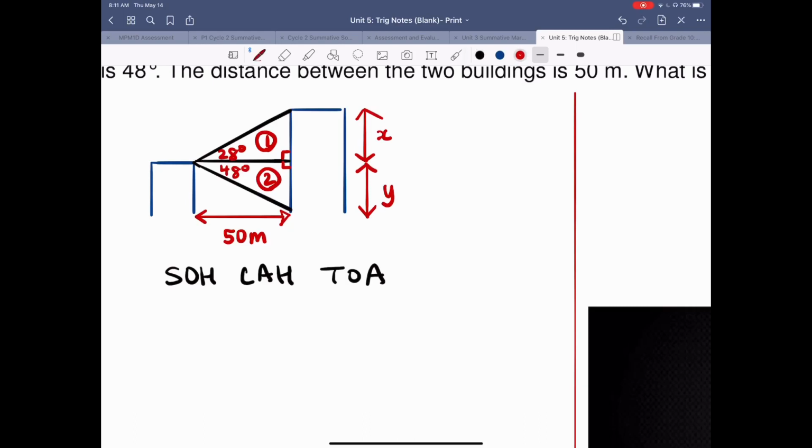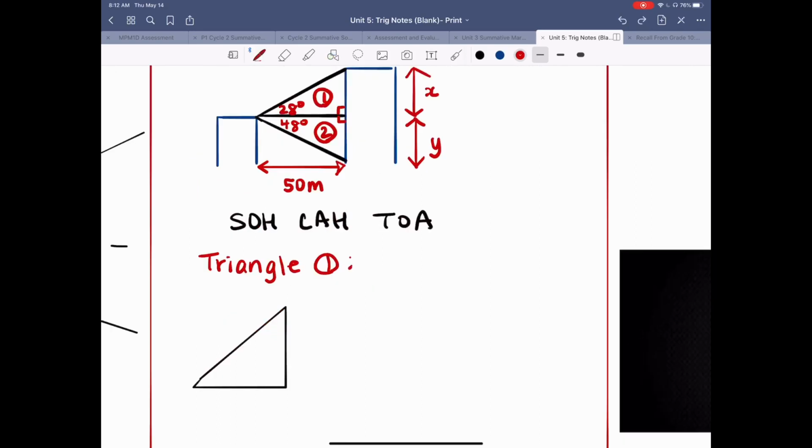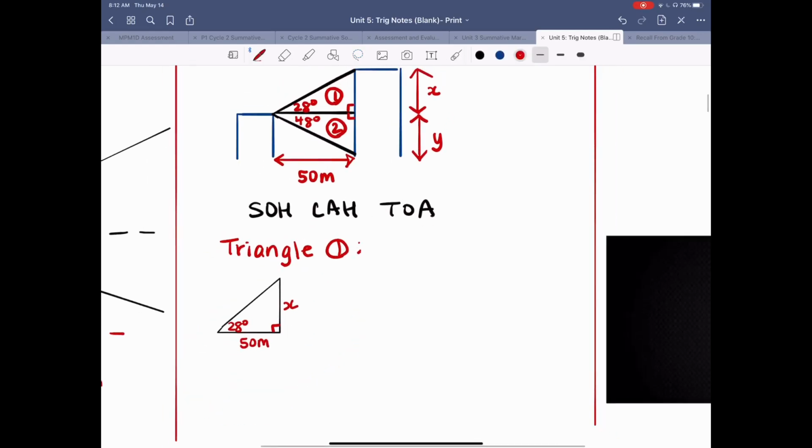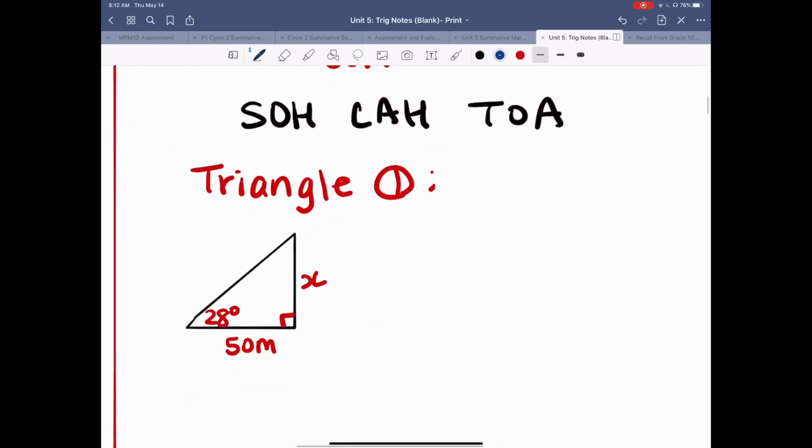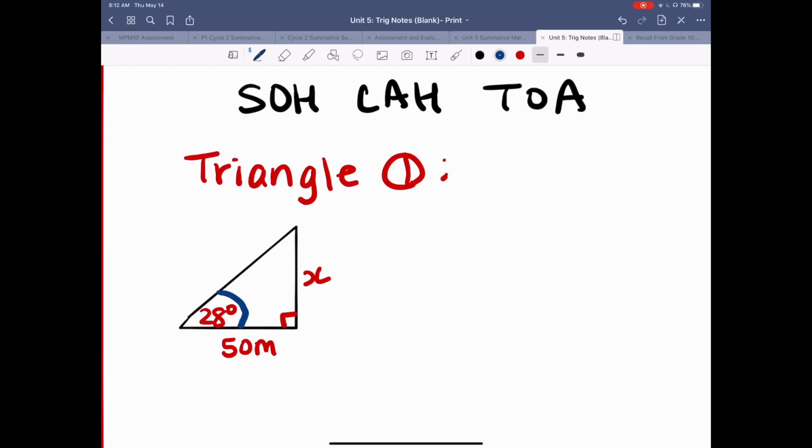I'm going to first discuss one of the triangles at a time. So triangle 1, so I have 28 degrees. I have 50 meters for the bottom of the triangle, and I have this as x. And so at this point, I'm going to start labeling it up. So if this is my reference angle, x is the opposite because it's the side that never touches the 28 degrees. So the 50 meters is the adjacent.